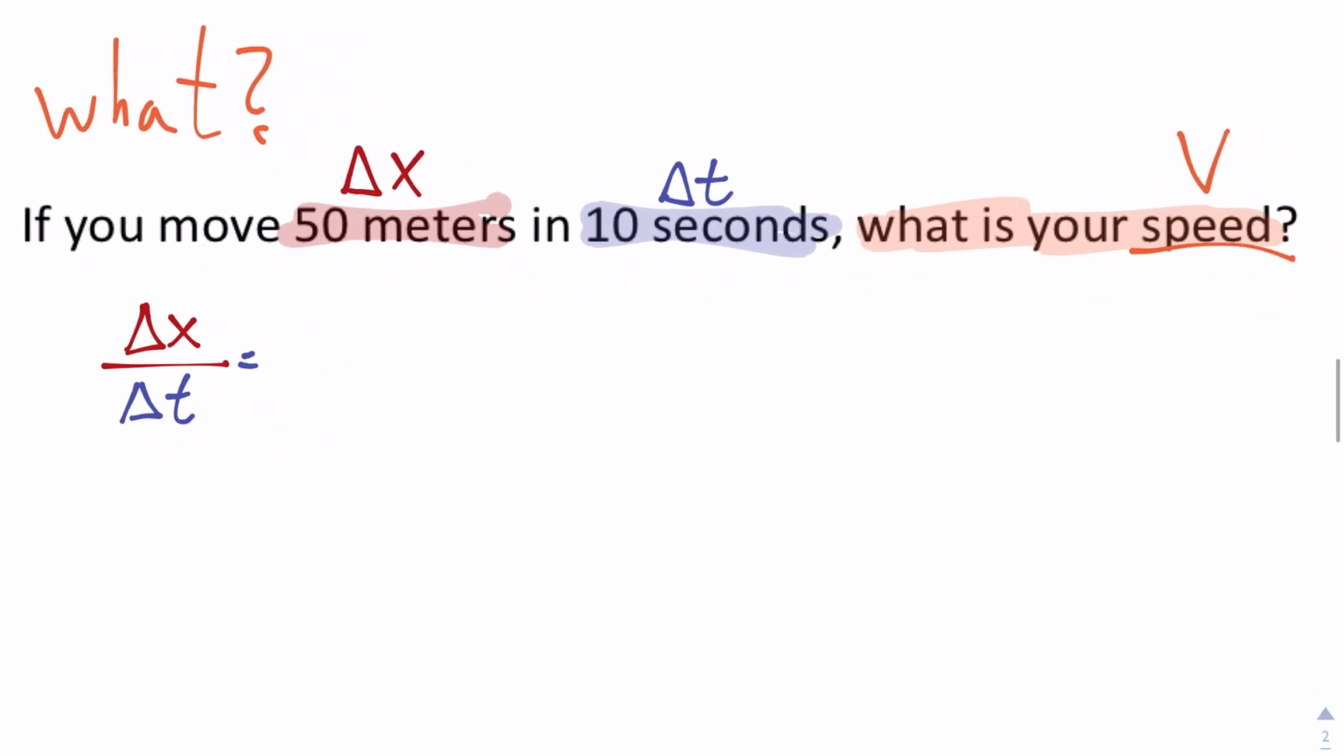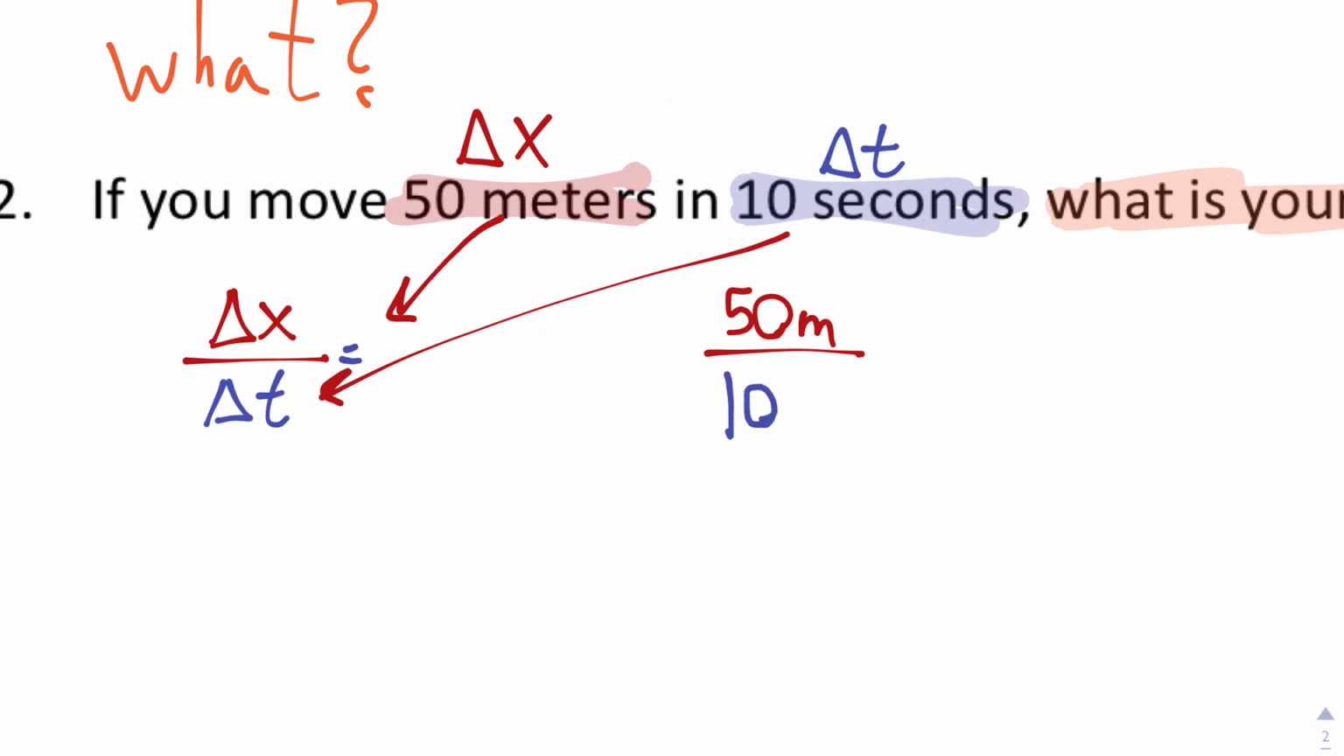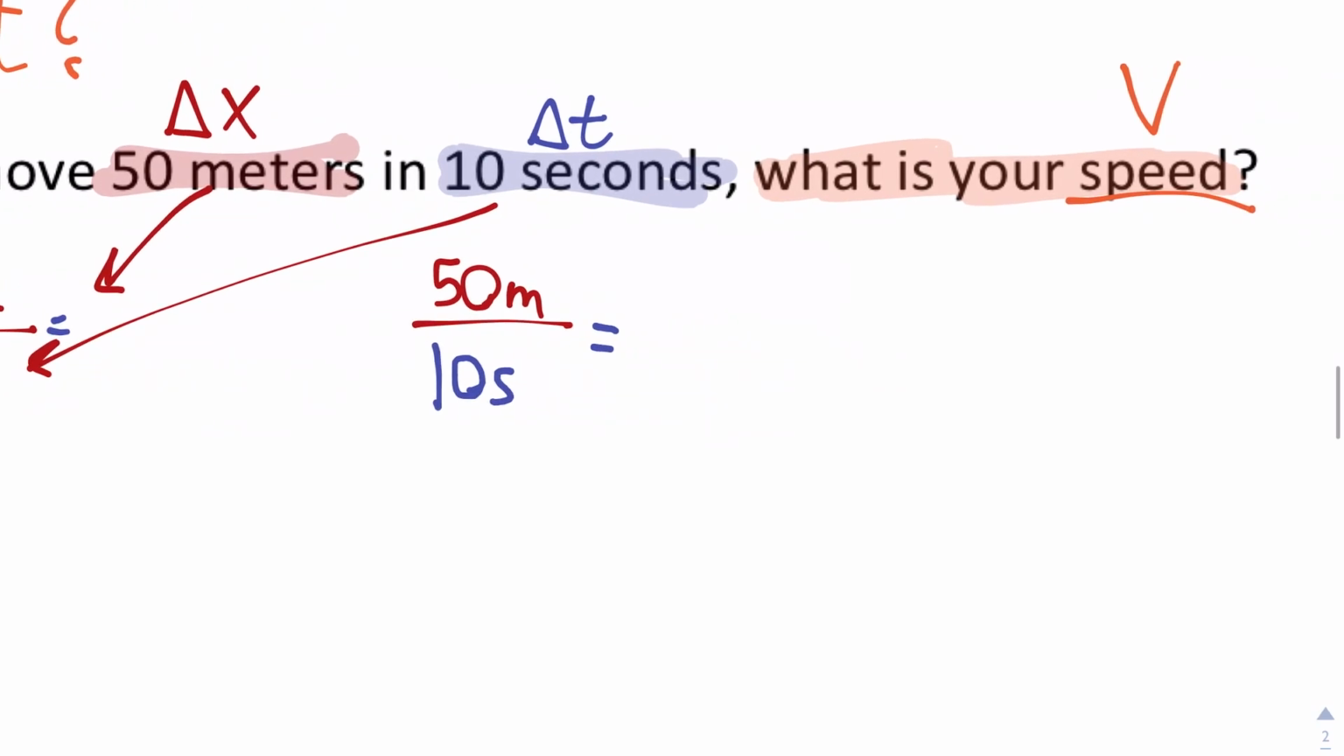So what are we going to do? We're going to put this information into the equation. The 50 meters goes here. The 10 seconds goes here. So let's start with the 50 meters. Delta x is 50 meters divided by delta t, which is 10 seconds. Well, what's 50 divided by 10? I'll give you guys a couple seconds to think about it. It is 5 meters per second.